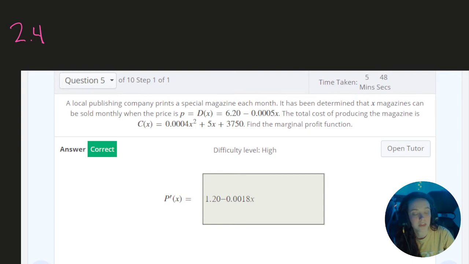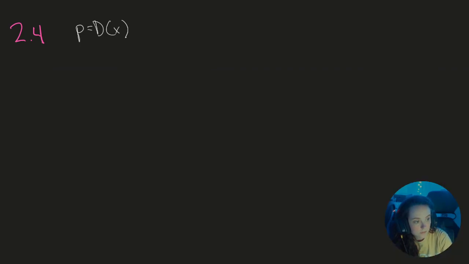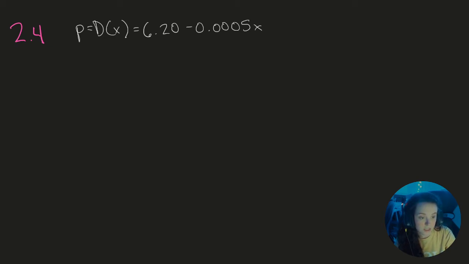Okay, this is one with that p equals d of x, okay? So we're going to work this one. So p equals d of x equals 6.20. And in this case, they leave that 0 because it is money. Not to give you an extra number, but because it is regarding money. Minus 0.0005x. And this is the main reason why I do 4 decimal points, because I saw so many problems with this that I'm going to choose that because it is safest.